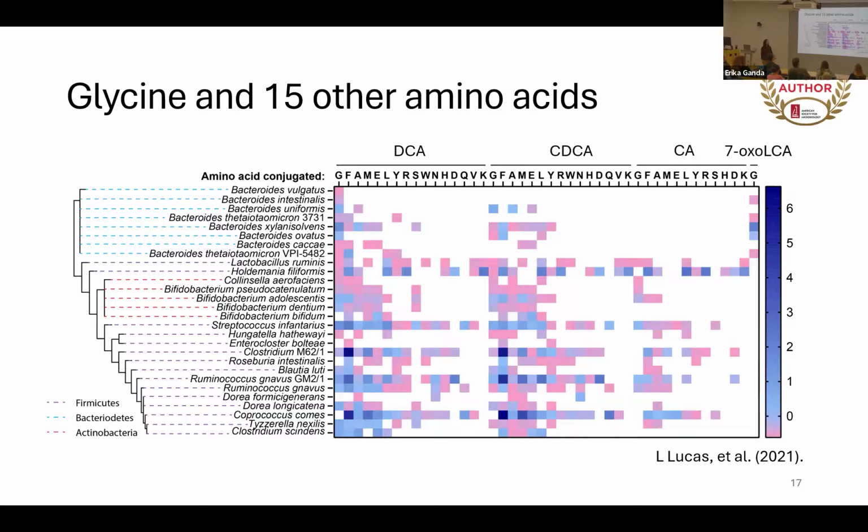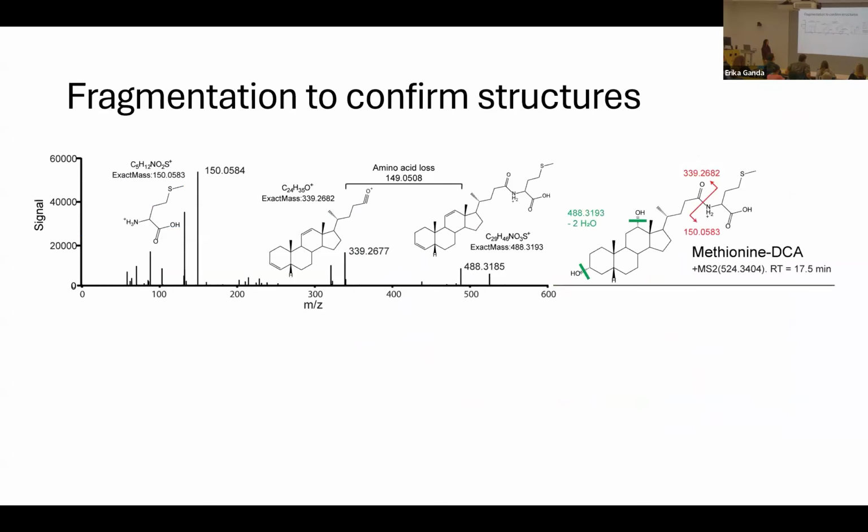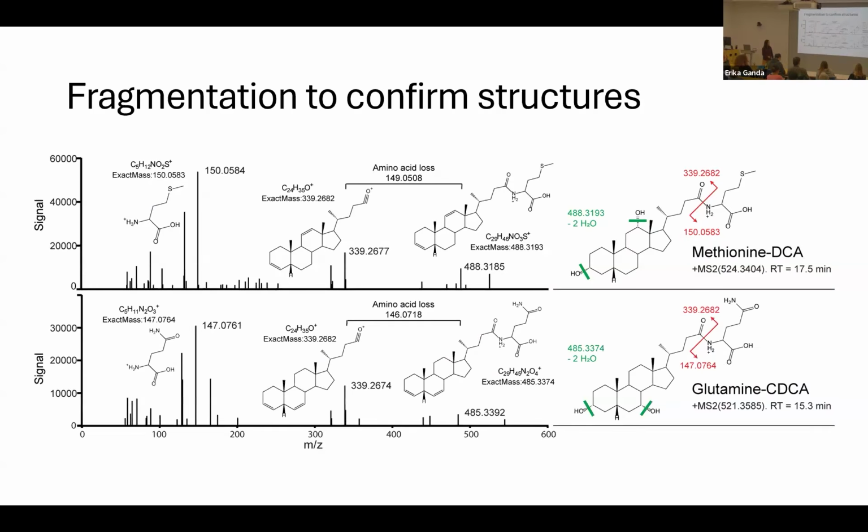And so, of course, with these bile acids, what we did to confirm their structures was fragmentation. Bile acids are great because they have this really consistent fragmentation pattern. In this example, methionine DCA, we lose the hydroxyl groups, which gives us a peak at this mass. And when we lose the amino acid, we get a peak at this mass. And then, of course, we get a peak at the mass of the amino acid as well. So for every column in that heat map that I showed, I created two of these diagrams, and we did this for every single one.